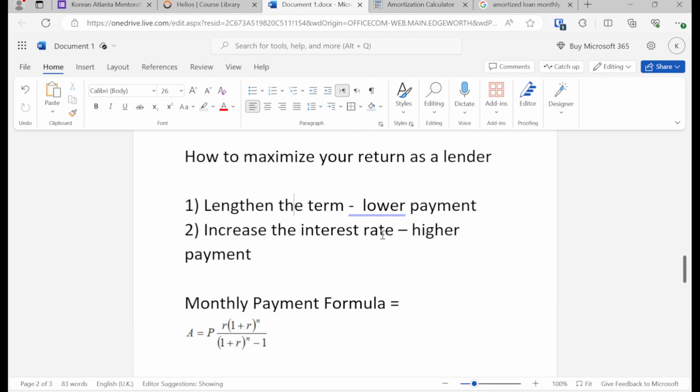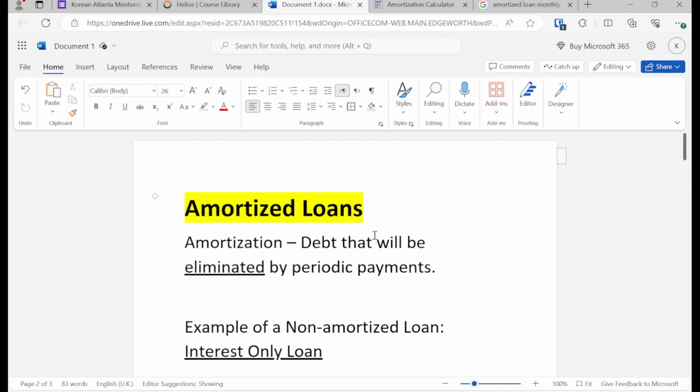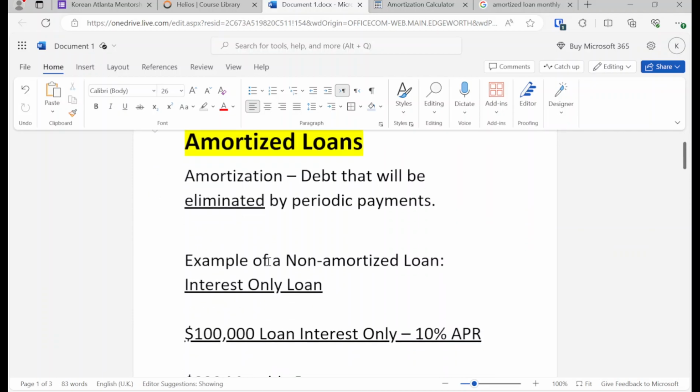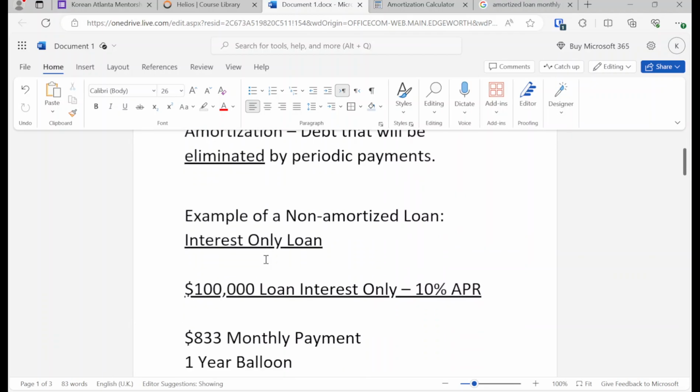So this is just simply how an amortized loan works. So it's really not that hard. Just understand that it's a debt that's eliminated by periodic payments. So if you hear like 5-year, 10-year, 20-year term, that's an amortized loan, right? And then an example of something that's not amortized is an interest-only loan.